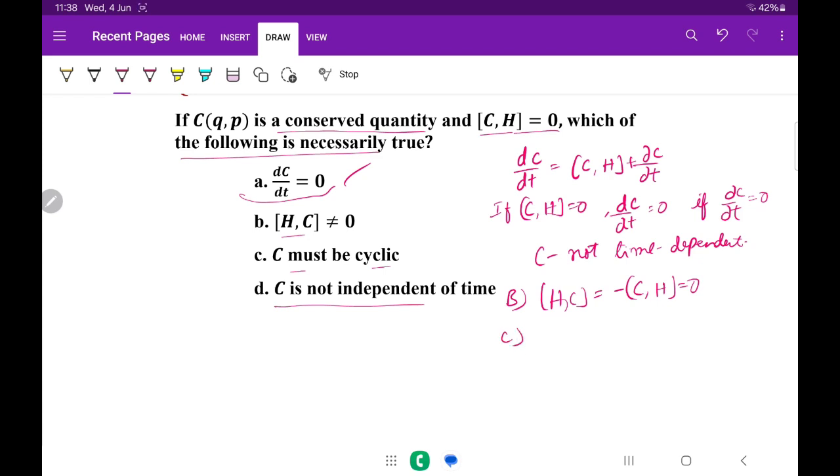C must be cyclic means it does not appear in the Hamiltonian. But C can be any function, not necessarily a coordinate. For example, angular momentum L may be a conserved quantity, but it is not cyclic. So it cannot always be true. Similarly, option D: C not being dependent on time contradicts the requirement for conservation. We typically demand that conserved quantities are independent of time. So this is also false. Okay.